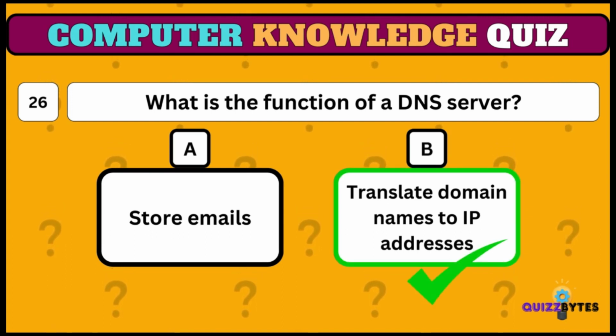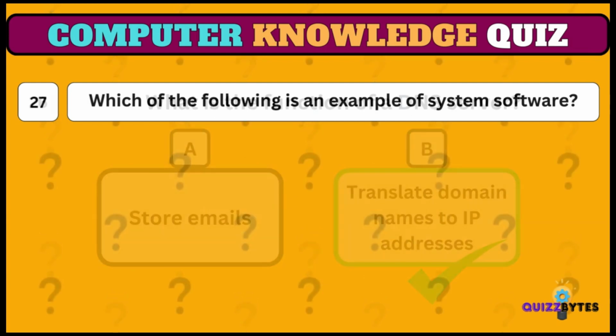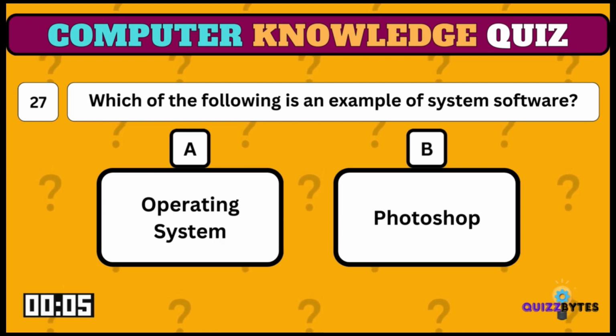Absolutely correct. A DNS server translates domain names to IP addresses. Moving forward to question 27. Which of the following is an example of system software? A. Operating system or B. Photoshop?